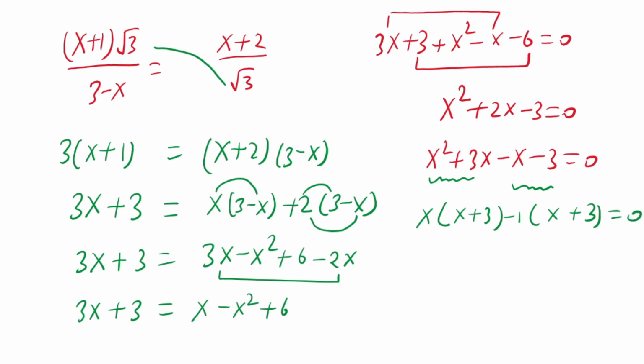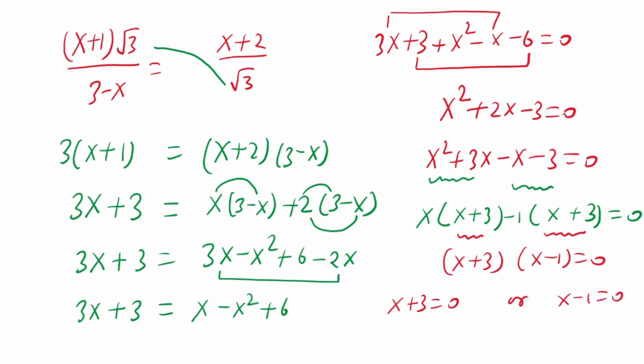Now x + 3 and this x + 3 is common. If we take x + 3 common, then here x − 1, this equals 0. Product of two expressions equals 0. It means either x + 3 equals 0 or x − 1 equals 0. Then the value of x is −3 and here the value of x is 1.